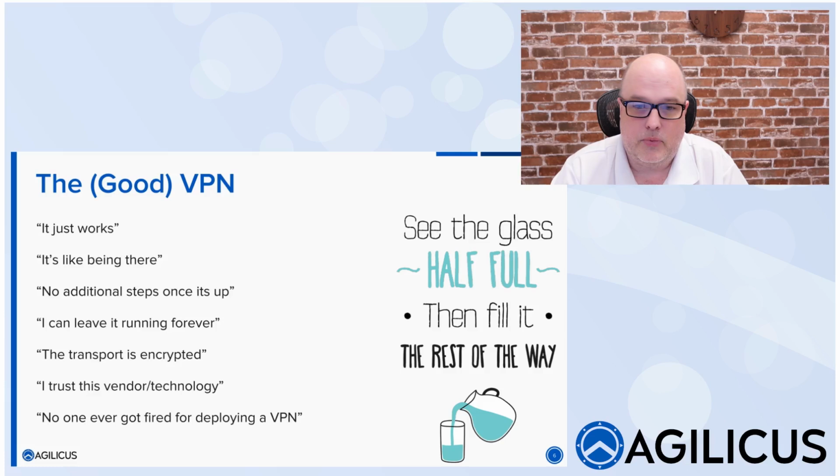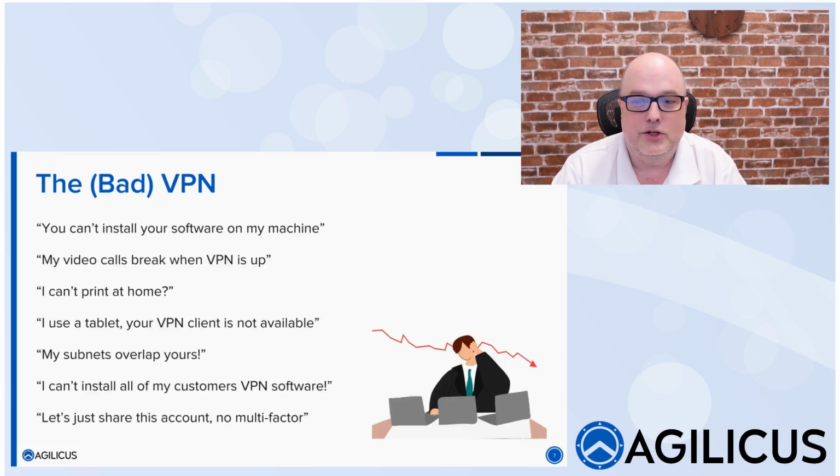It's not now. So the good part about the VPN, it just works. It's like being there. There's no additional steps once it's up. You can leave it running forever. The transport's encrypted. They trust the vendor. No one ever got fired for deploying it. Great. What's the bad? Well, you got a system integrator that's supporting you or a vendor, and you say, in order to support me, I need you to install my VPN. And they're like, no way. I don't want to install your software on my laptop. I got 100 customers I support. I can't install 100 different VPNs. You have the same one that another guy uses, but it's a different version, and they conflict. I can't deal with it.